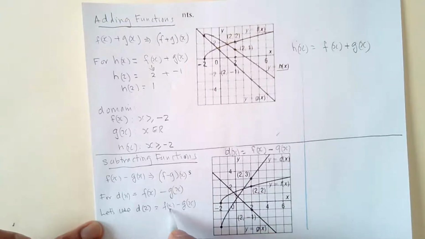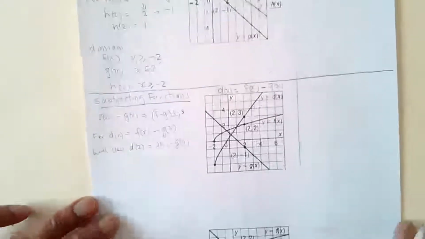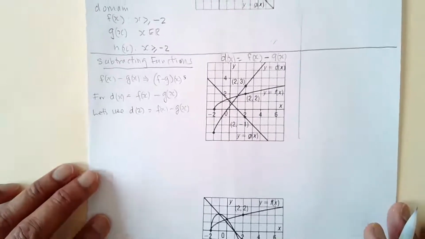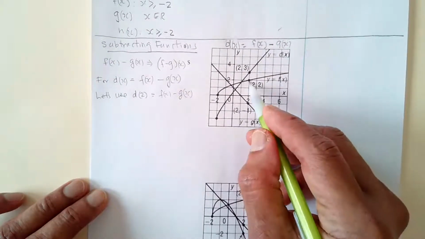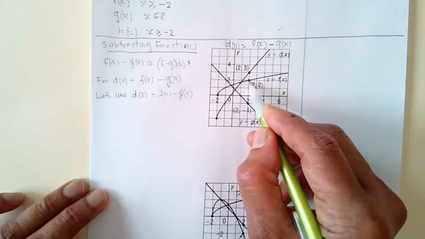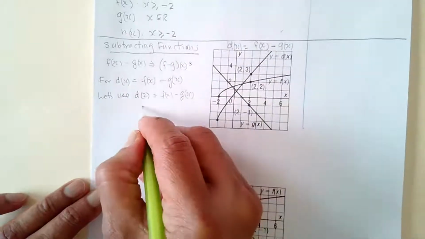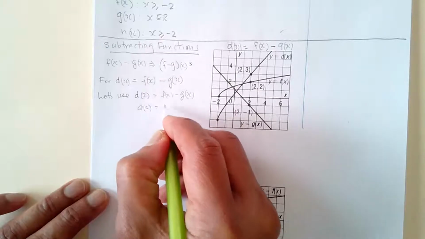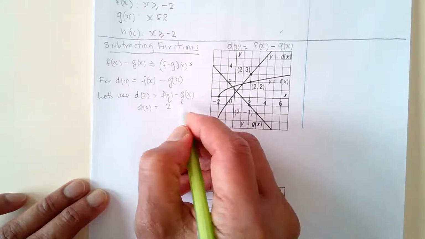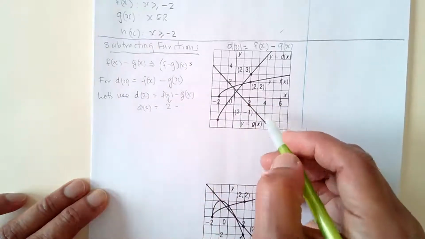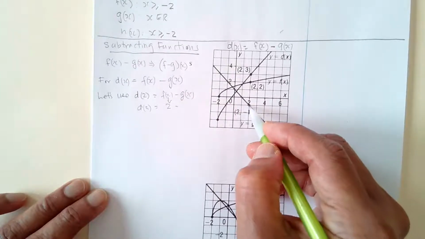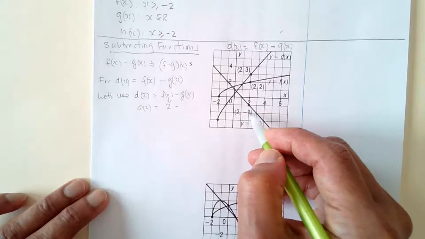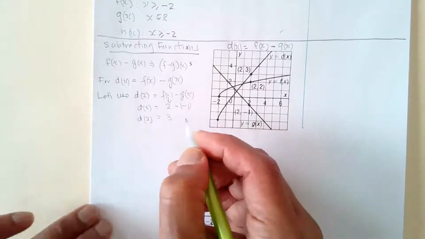Now, if you look at f of x, when x is 2, f of x is equal to 2. So write that here: f of x is 2 minus g of x. When x is 2, y is negative 1, so g of x is negative 1, and 2 minus negative 1 is 3.